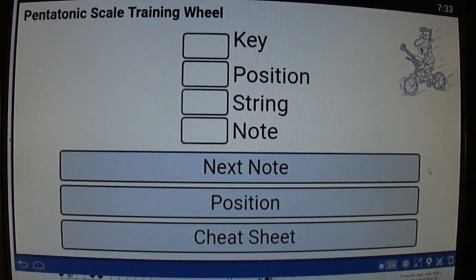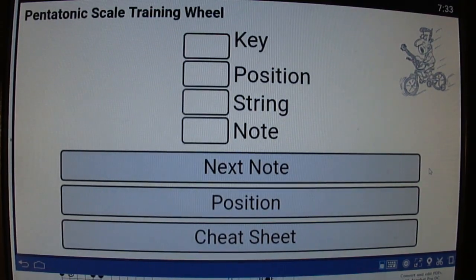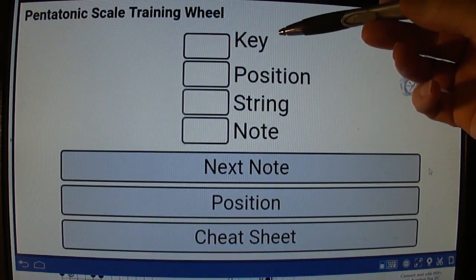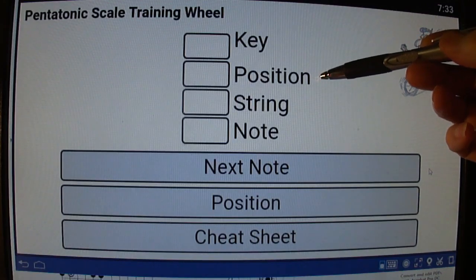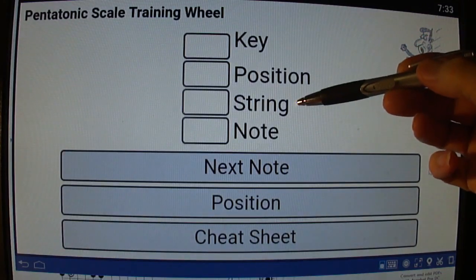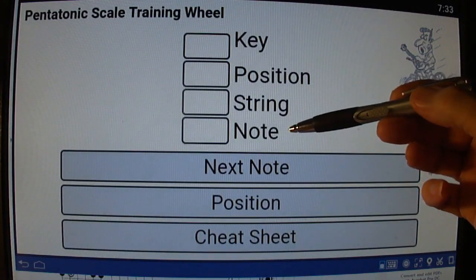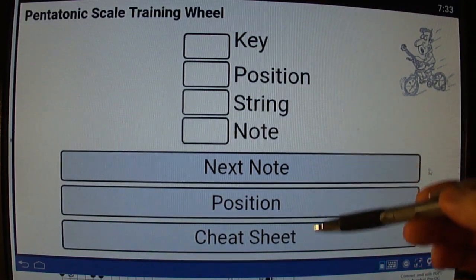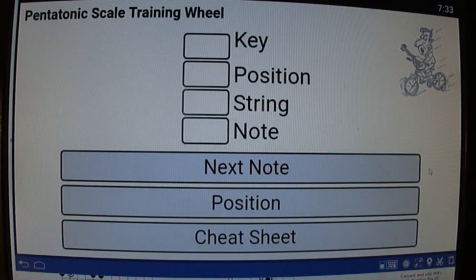Now, as you can tell, this is not being shown on a smartphone because it wouldn't translate very well to a video. So I'm using an emulator on my PC. But as you can see, we have one box here for key, another box for the position, one for string, and also one for note. And then these down here I will explain as we get into the demonstration.